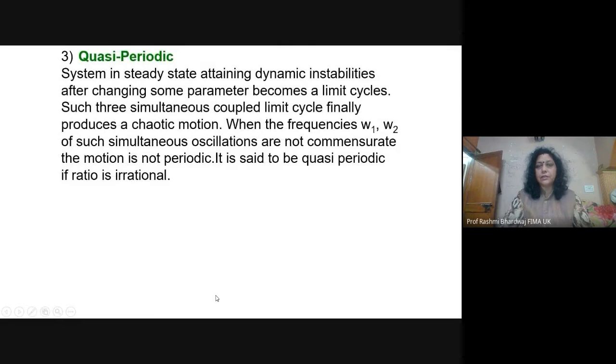Quasi-periodicity, in general, is the state attaining dynamic instability after changing some parameters and becoming a limit cycle. Such three simultaneous coupled limit cycles finally produce a chaotic motion. Yesterday we showed you the example of the pendulum where I showed the three limit cycles leading toward chaotic motion. So in a simple way, when the frequencies omega 1 and omega 2 of such simultaneous oscillations are not commensurate, the motion is not periodic. It is said to be quasi-periodic. And if the ratio is irrational, then it is said to be quasi-periodic.